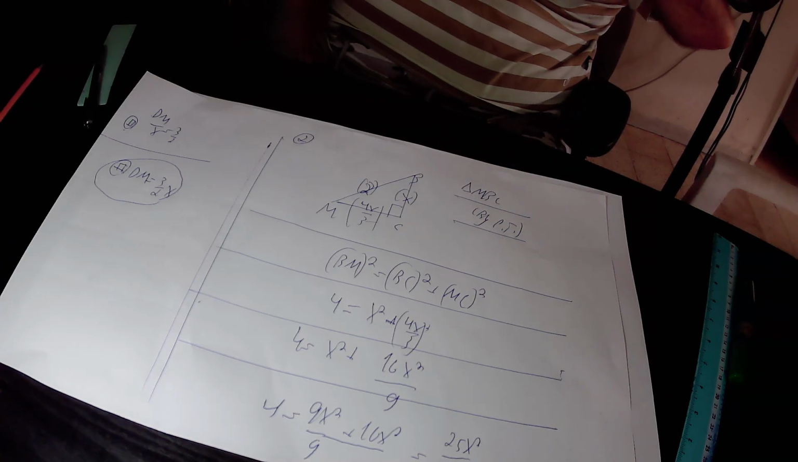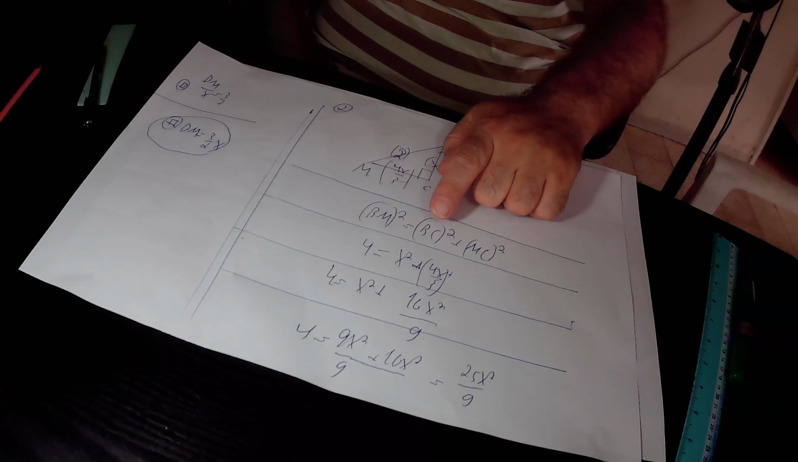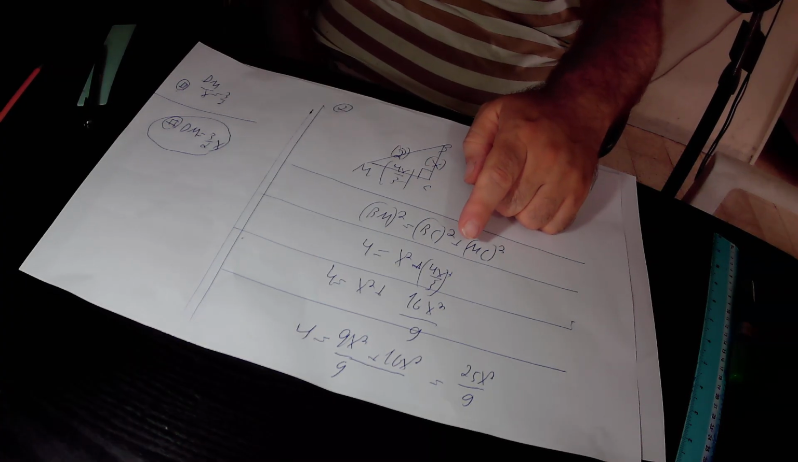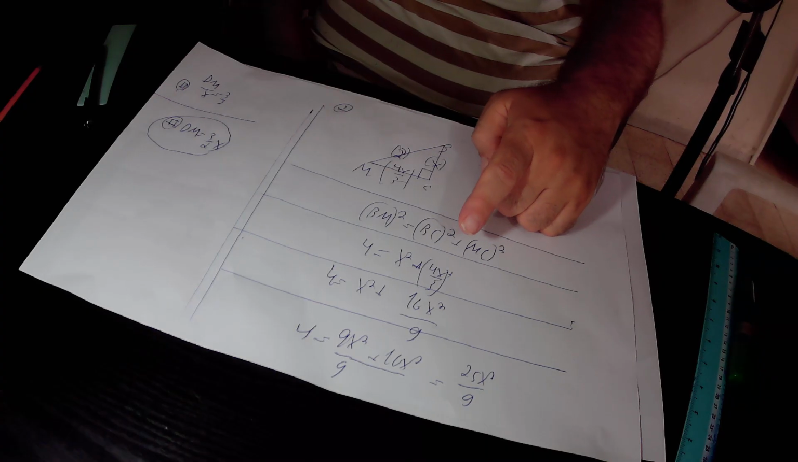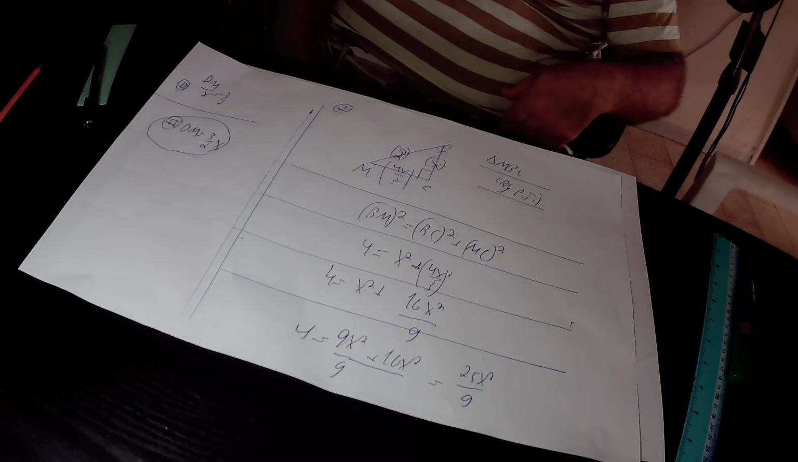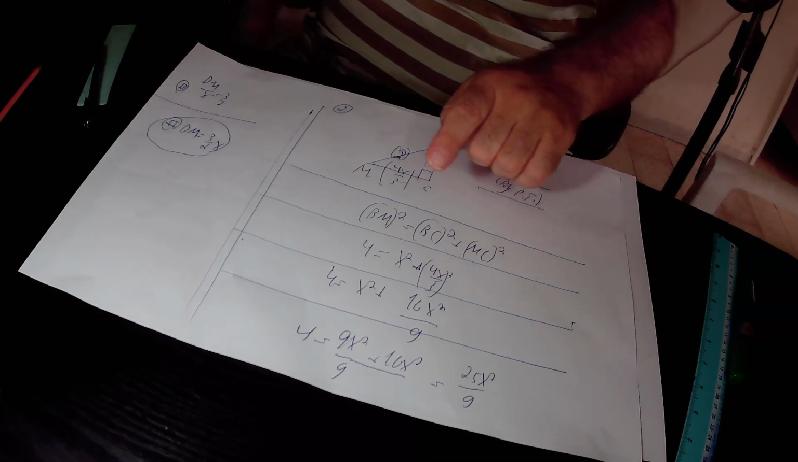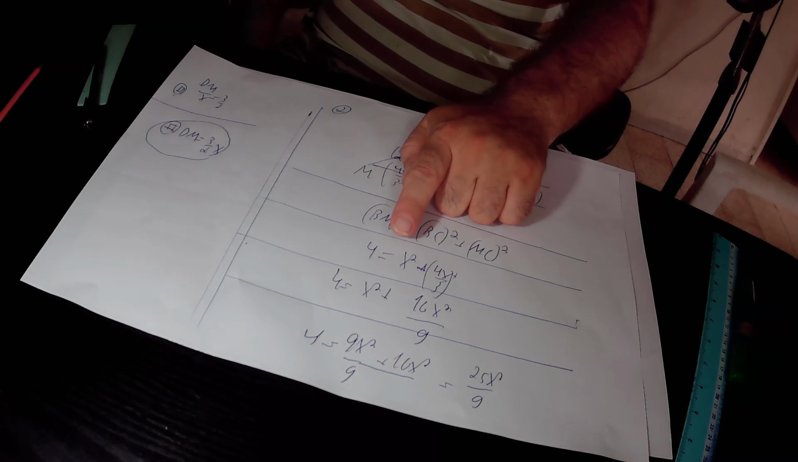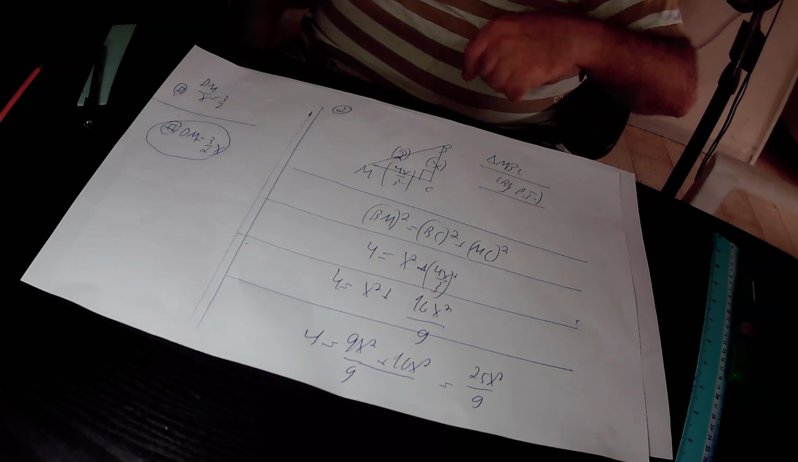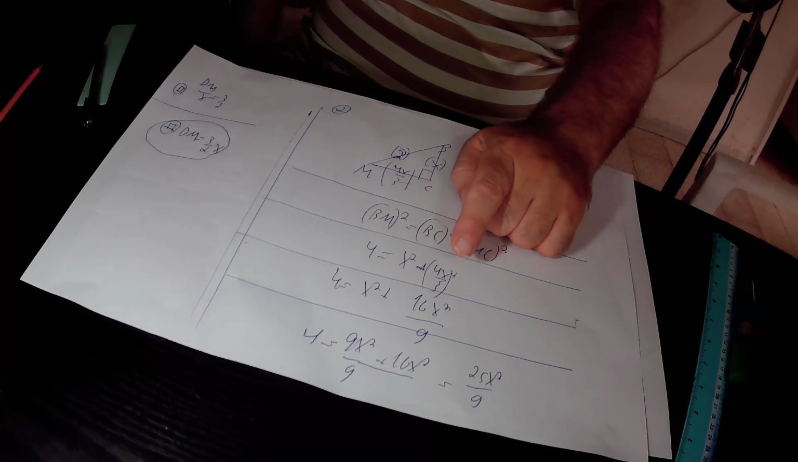So in total, 4 equals x squared plus (4x over 3) squared. (4x over 3) squared is 4 squared, that is 16, x squared over 3 squared, that is 9. So we found that 4 equals x squared plus 16x squared over 9. Here we multiply this x squared by 9 and divide by 9 in order to get a common denominator, and we find that 4 equals 9x squared over 9 plus 16x squared over 9.